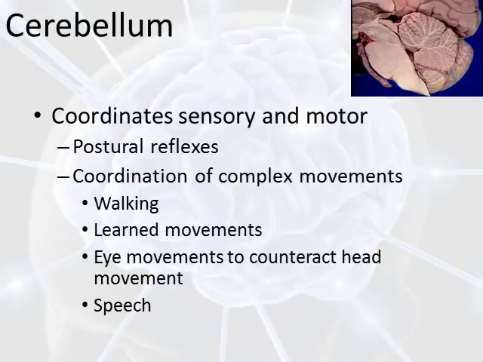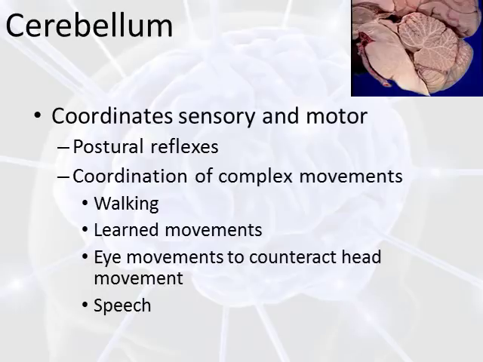So your postural reflexes and coordination of complex movements like walking, any kind of complex movement, throwing a ball, kicking, the cerebellum is incredibly important for all of these things. Because you're needing to take in sensory information about where your body is, but then you need to send motor information out to control where you want to move your body in relation to the sensory information that you just gained. And so the cerebellum has the task of coordinating all of this information.